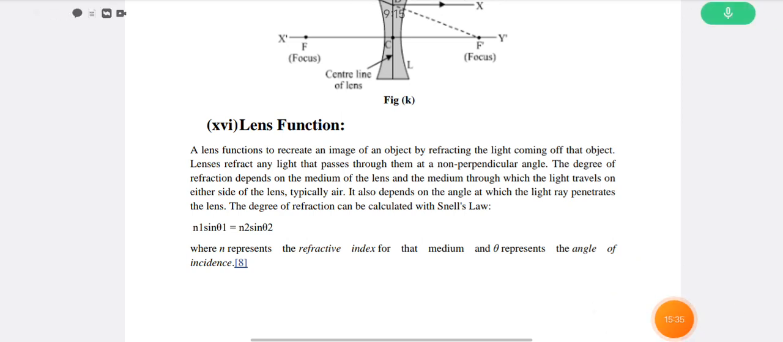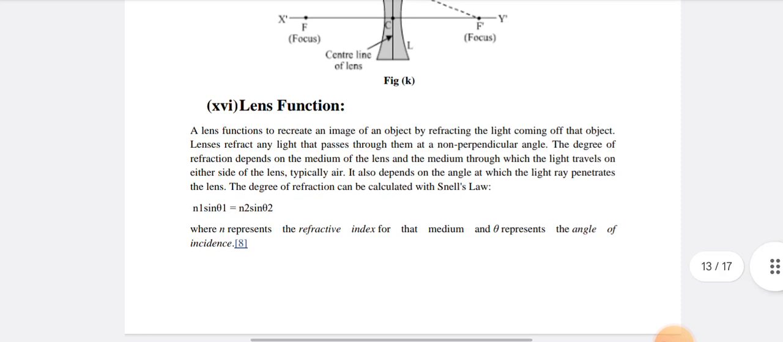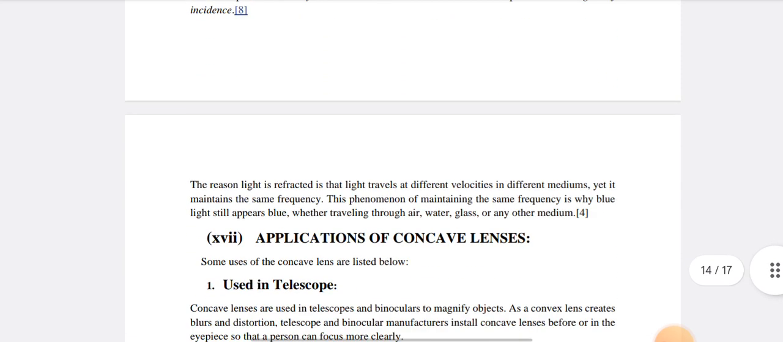n1 sin theta 1 is equal to n2 sin theta 2, where n represents the refractive index for that medium and theta represents the angle of incidence. The reason light is refracted is that light travels at different velocities in different mediums, yet it maintains the same frequency. This phenomenon of maintaining the same frequency is why blue light still appears blue, whether traveling through air, water, glass, or any other medium.